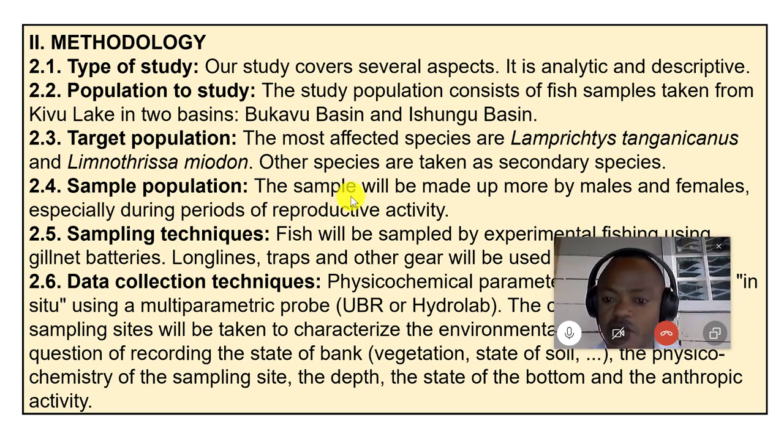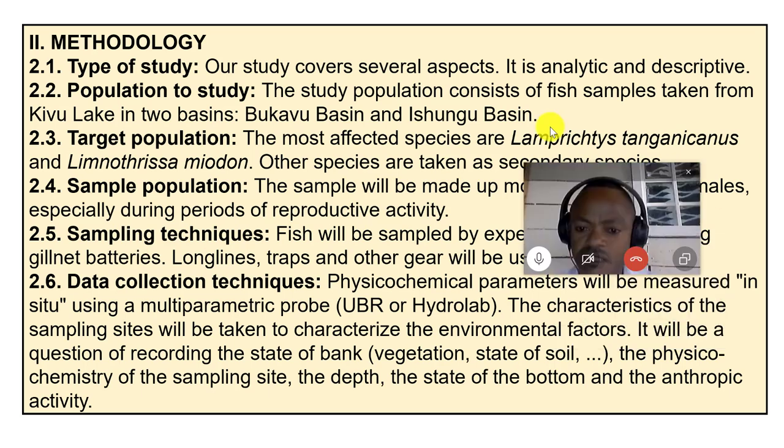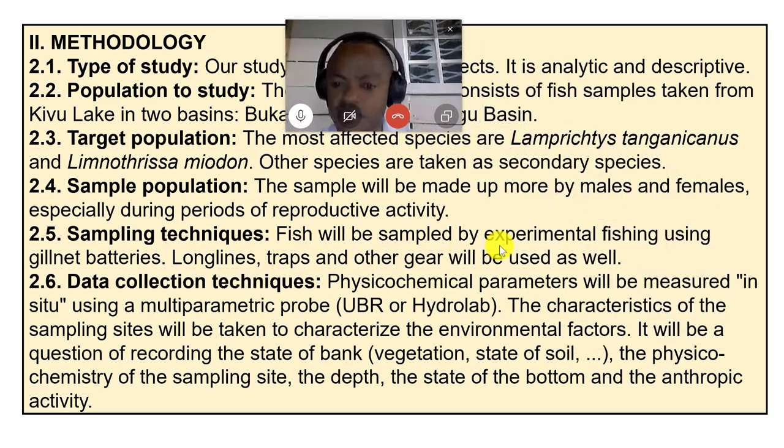The sample will be made up of both males and females, especially during the period of reproductive activity. The fish will be sampled by experimental fishing using gill nets, batteries, long lines, traps, and other gear as well. Data collection techniques: physicochemical parameters will be measured in situ using multi-parametric probes, for example Hydrolab. The characteristics of the sampling sites will be taken to characterize the environmental factors.